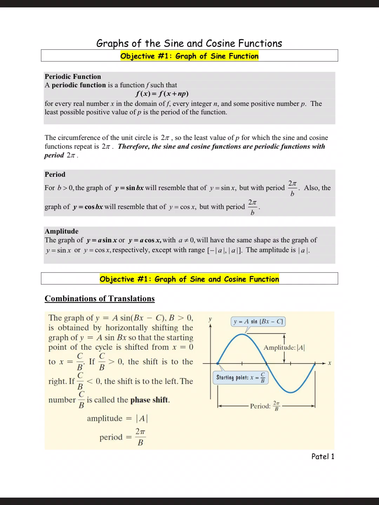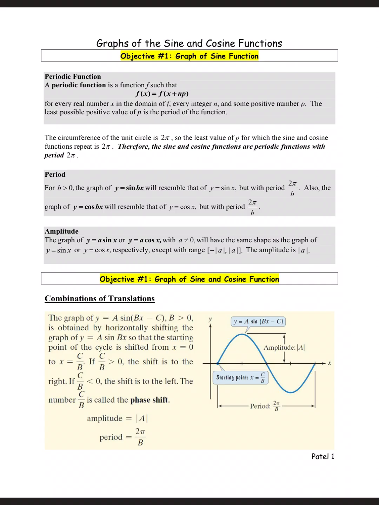The graph of y equals a sine of x or y equals a cosine of x, with a not equal to 0, will have the same shape as the graph of y equals sine of x or y equals cosine of x respectively, except with the range from negative absolute value of a to a. The amplitude is the absolute value of a.